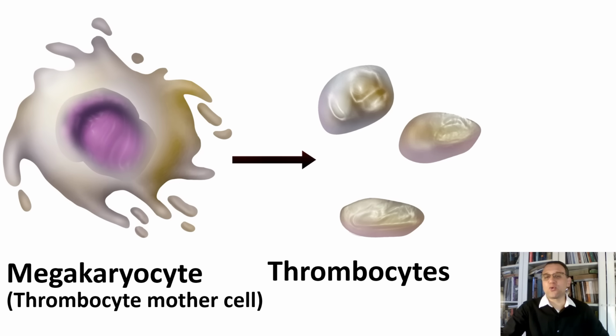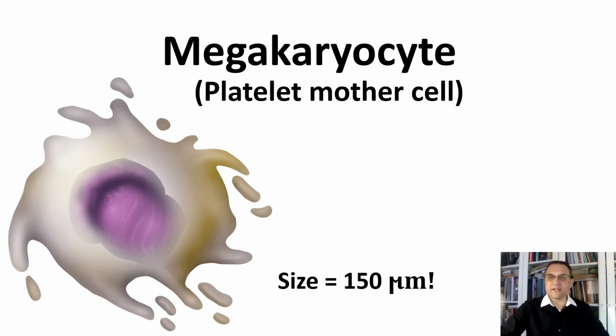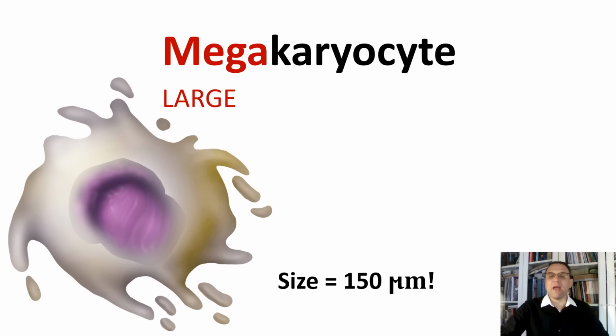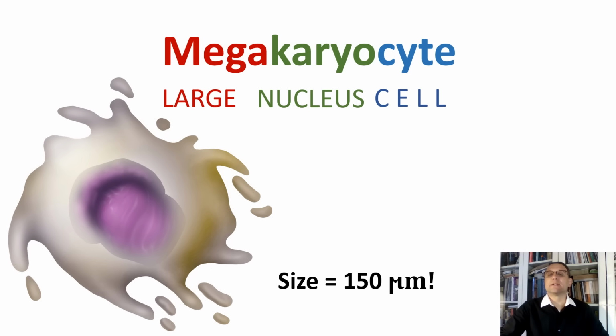Thrombocytes are not really cells, but parts of cells that broke off from the surface of large cells called megakaryocytes. Thrombocytes play an important role in blood clotting to seal wounds. Once again, you heard an unfamiliar word, megakaryocyte. Mega means large, karyo nucleus, cyte cell.